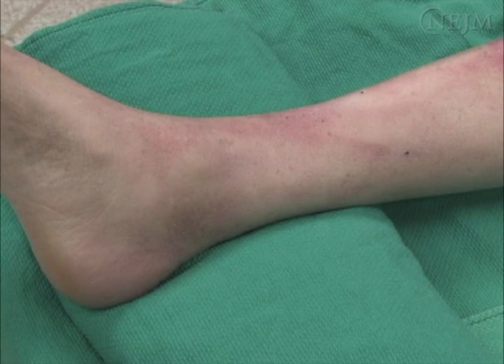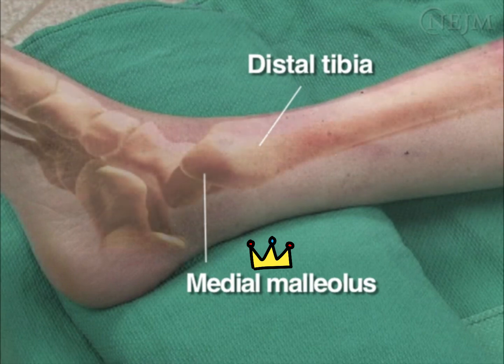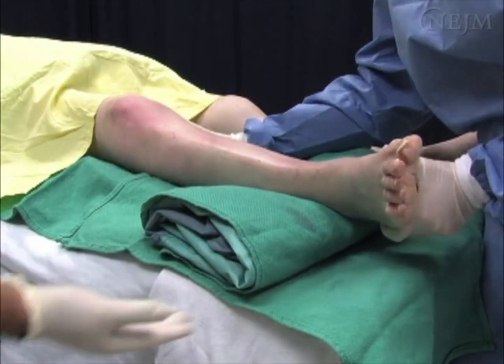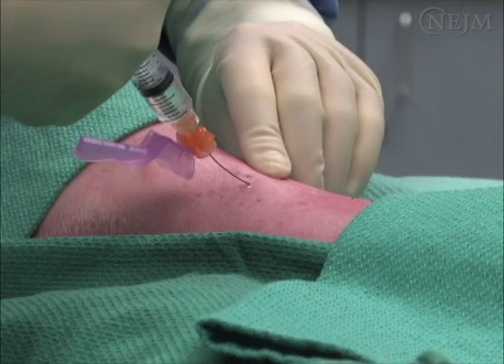The preferred site for manual insertion in adults is the medial aspect of the distal tibia, just proximal to the medial malleolus. Position the leg so that it is in slight flexion and externally rotated at the hip. As described earlier for mechanical insertion, use sterile technique and appropriate analgesia.